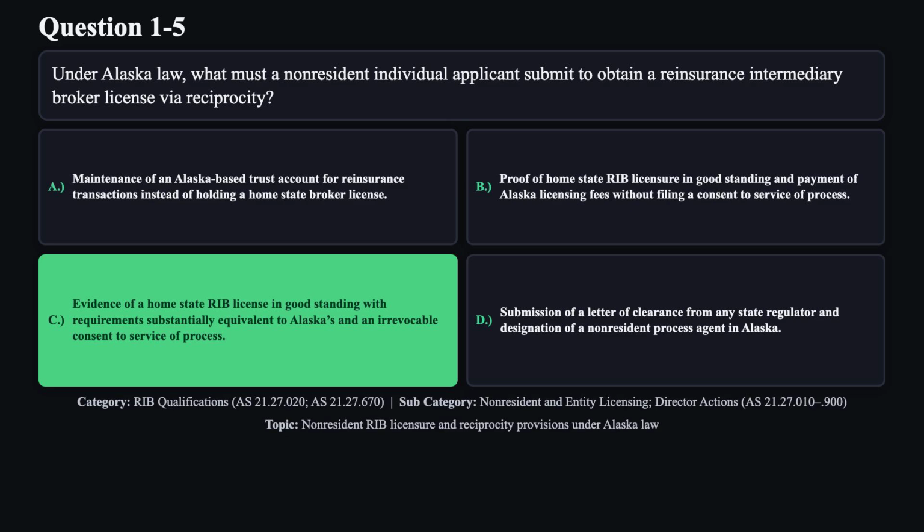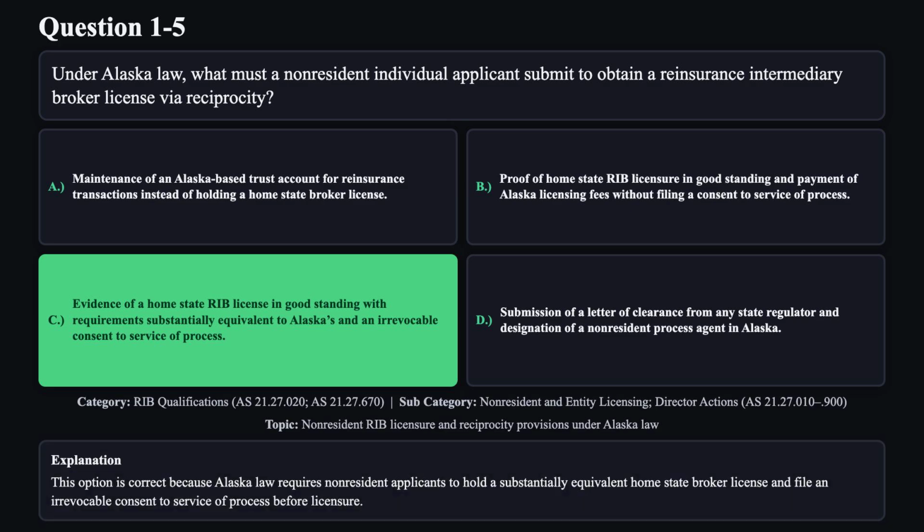The correct answer is C. This option is correct because Alaska law requires non-resident applicants to hold a substantially equivalent home state broker license and file an irrevocable consent to service of process before licensure.